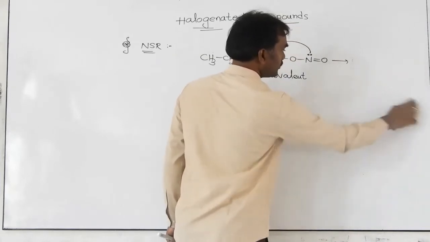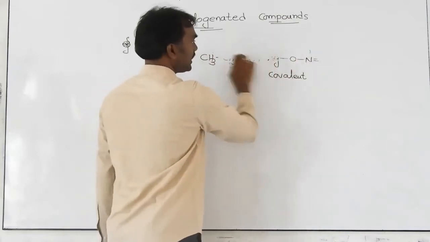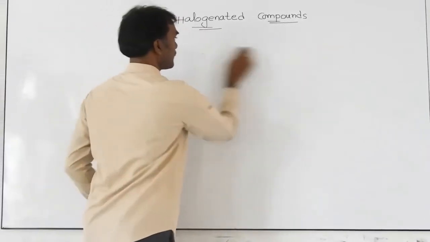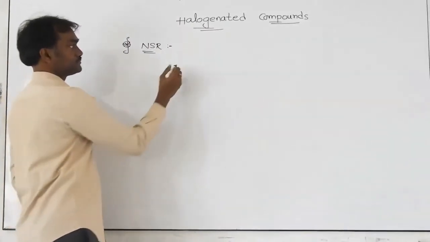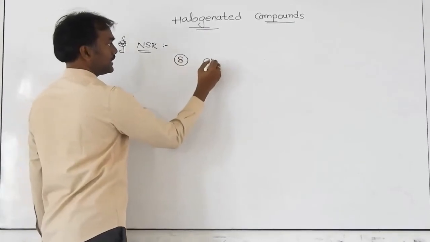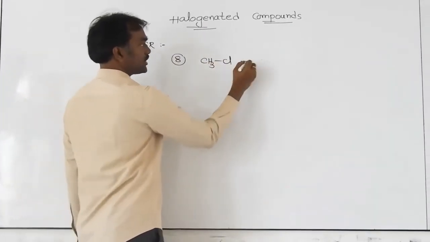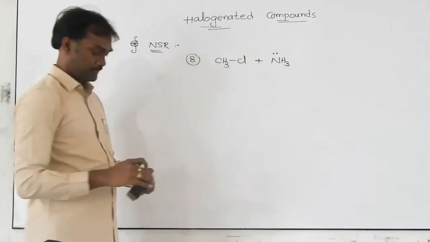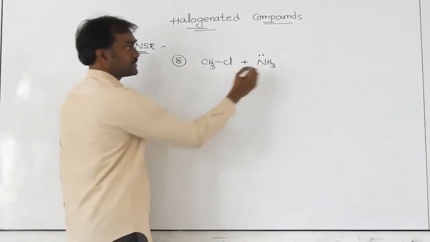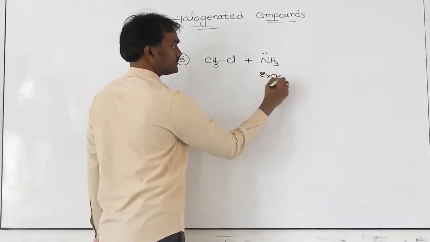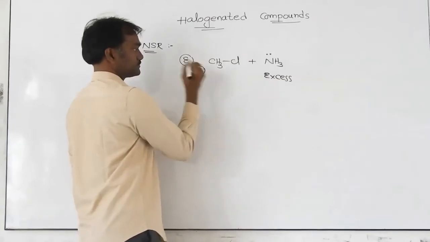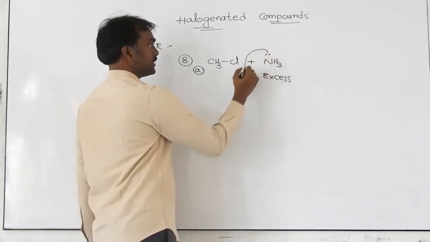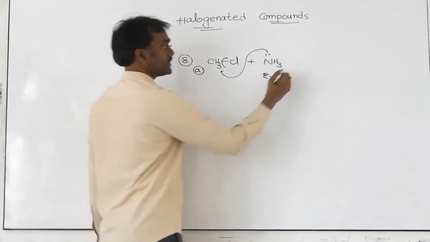So ammonia, the neutral compound, is the best one. Take an alkyl halide, CH3Cl, treated with ammonia. Suppose you take ammonia in excess. If ammonia is in excess, then what happens? All the alkyl halide reacts with ammonia.